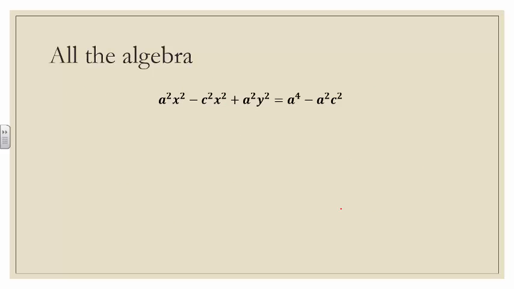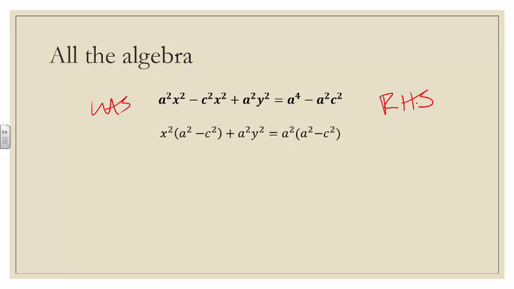Again, in bold, it's listed at the top. And we get to factor some things out. Now, all that manipulation and moving around on that last step was done so that we can factor out an x squared on the left-hand side and an a squared on the right-hand side. We factor out the a squared, leaving us with a squared times a squared minus c squared on the right. Factoring out an x squared of just these two terms here, we have x squared times a squared minus c squared plus our a squared y squared.